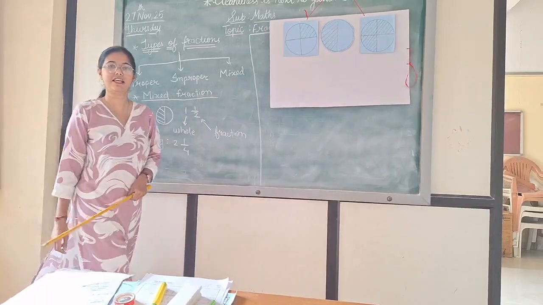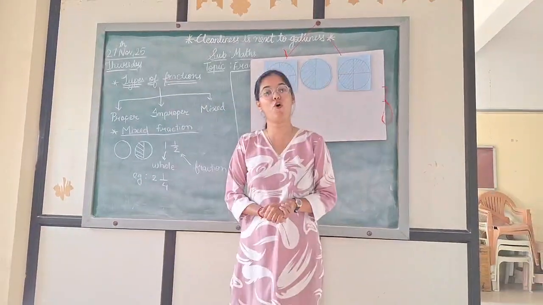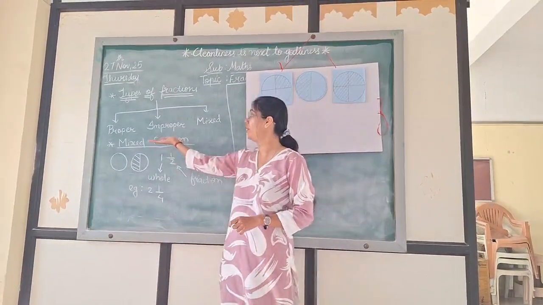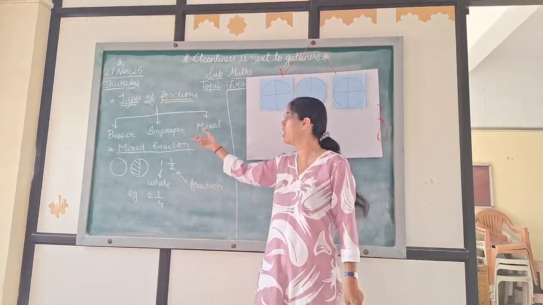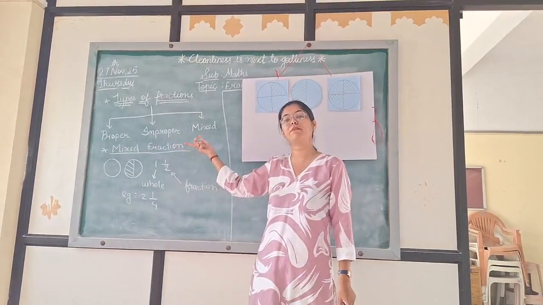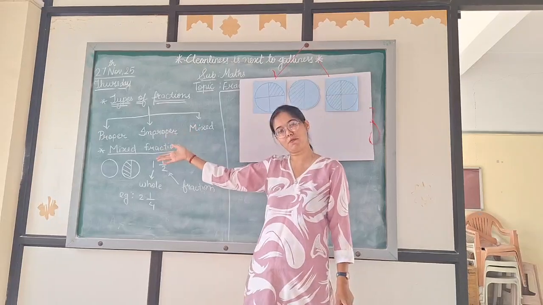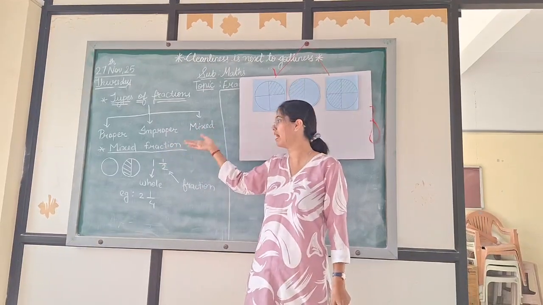Okay. Thank you. So your homework is that you're going to write 5 examples for each of the types of fractions. Means 5 examples for proper fractions, for improper and for mixed.